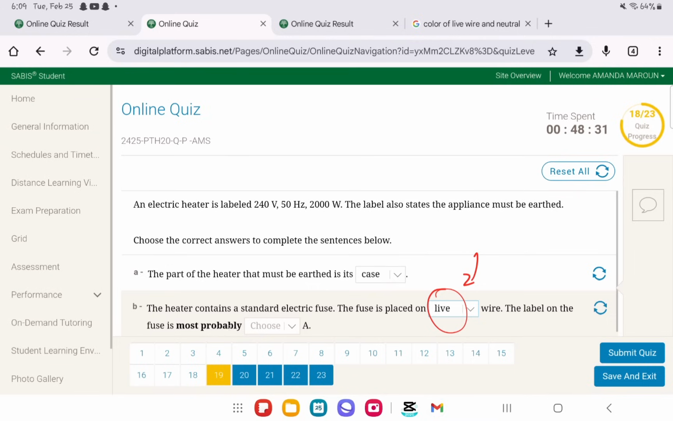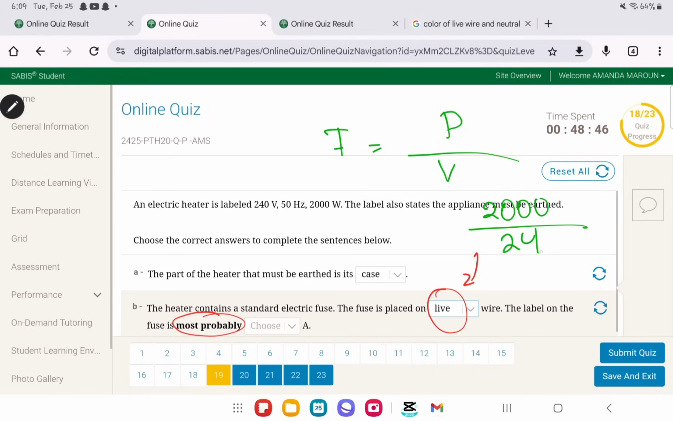So now we need to find which fuse we could possibly use. Let us find first of all the current. To find the current, in this case, it is going to be power over voltage. So the power is 2000 over the voltage, which is 240. So it's going to be approximately 8.333. Now, you will not choose anything that is way too small or way too big.